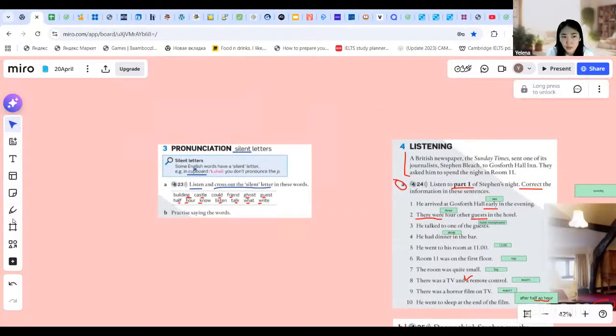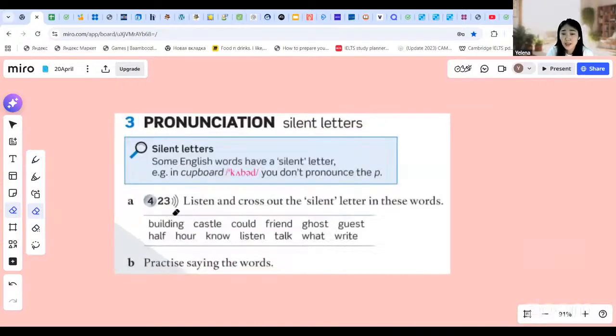Так, let's get back to silent letters. Вот эта тема тоже немножко confusing для учеников оказалась. So, silent letters, okay, это немые буквы. You know that in English sometimes we write letters, but we don't pronounce them, right? We don't say them. So, they are called silent letters. Okay, то есть мы их пишем, но не произносим, не читаем.